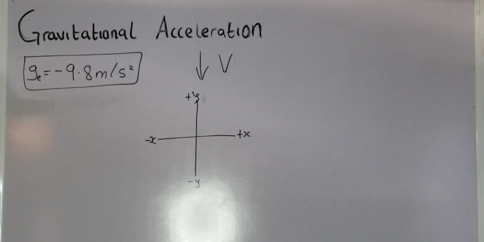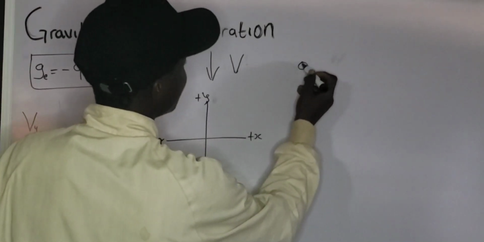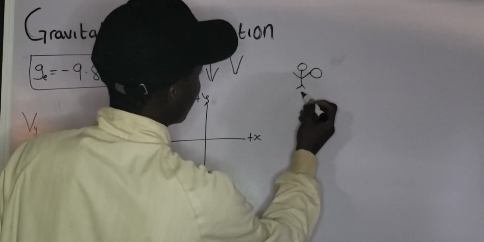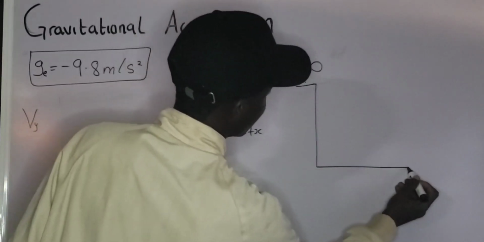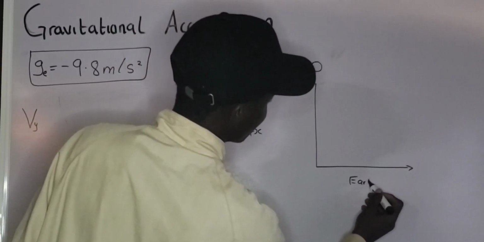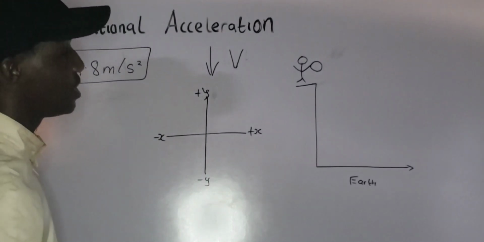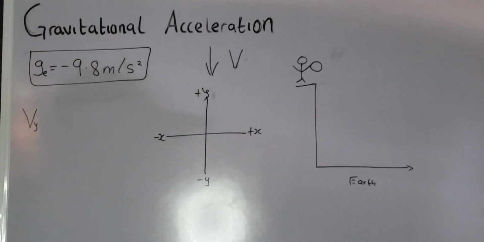Now, let us have a worked example to help us understand the relationship between the gravitational acceleration and the velocity of an object. Let's say we have a boy standing upstairs, holding a ball. I'm not really good at drawing, and this is Earth. Now, I want to ask you a question. If the boy drops the ball, what will happen to the velocity? Will the velocity be positive or negative?